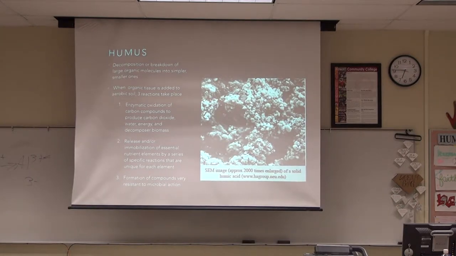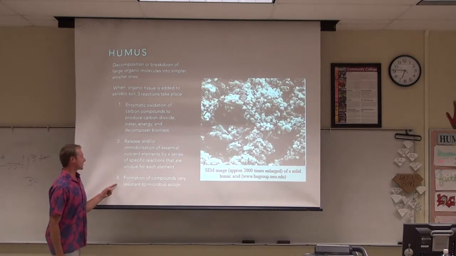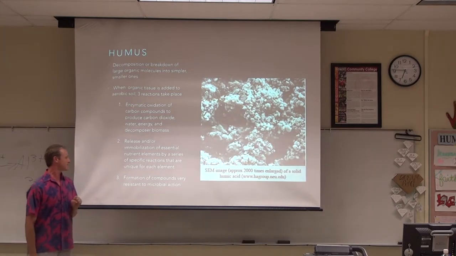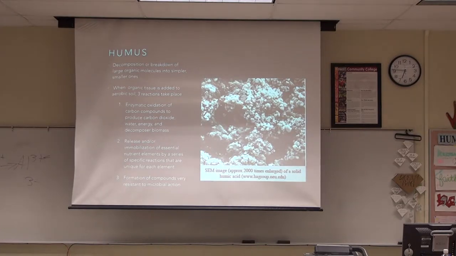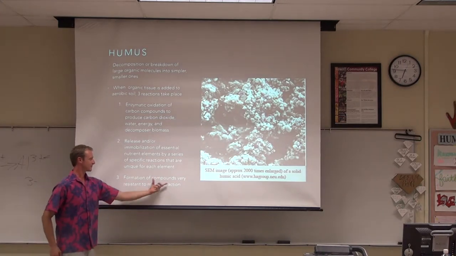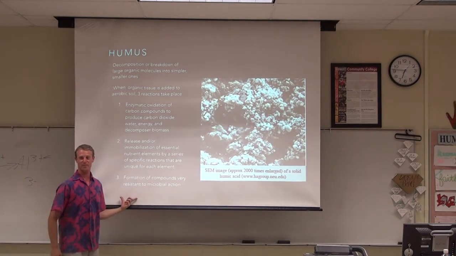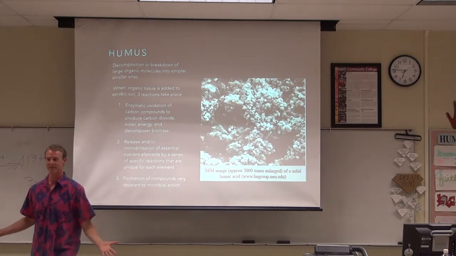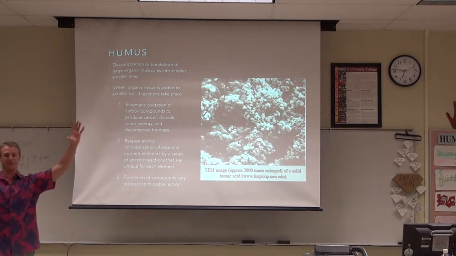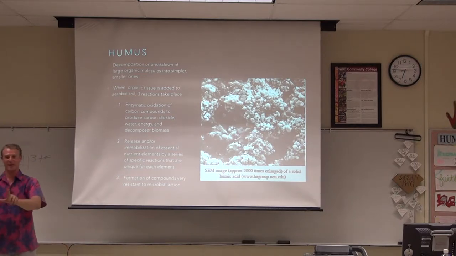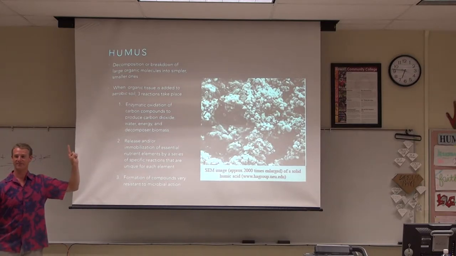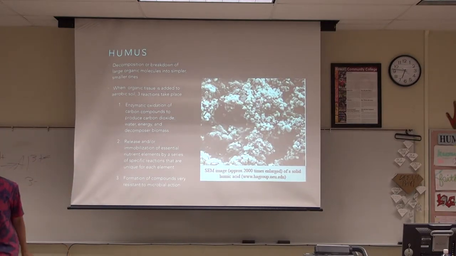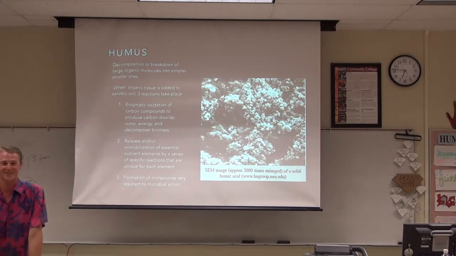We got time. Okay. The formation of compounds that are very resistant to microbial action. Eventually, these compounds will not be broken down anymore by microbes, and that's when you get humus. So these molecules will trickle down, get chopped away, chopped away, chopped away, and eventually nobody wants to touch it anymore, and that's humus. What is it? It's a carbon molecule, usually with hydrogen and oxygen atoms.